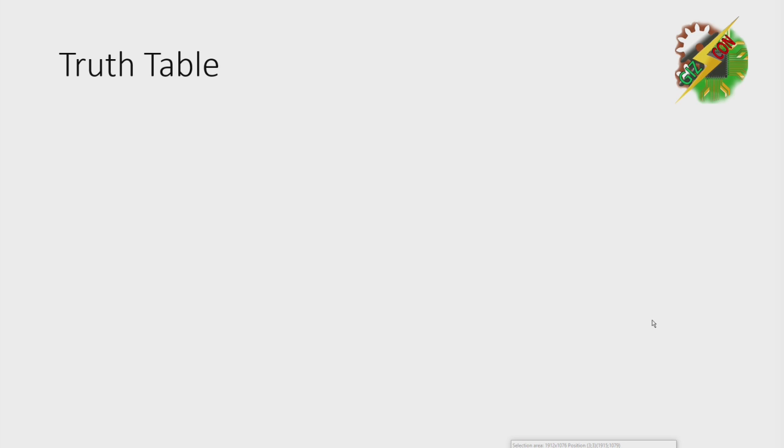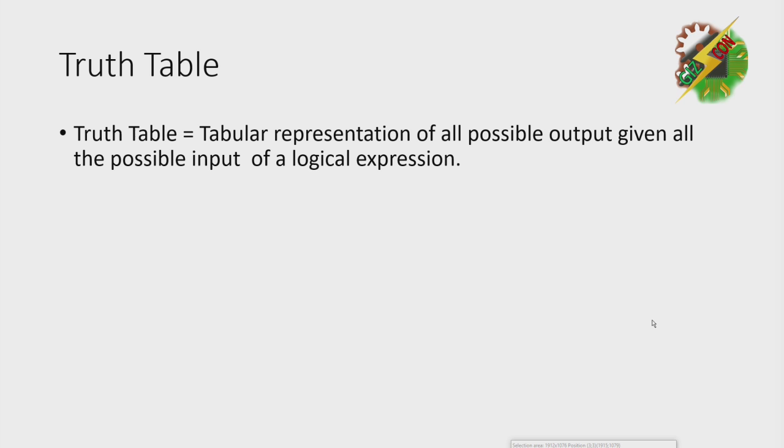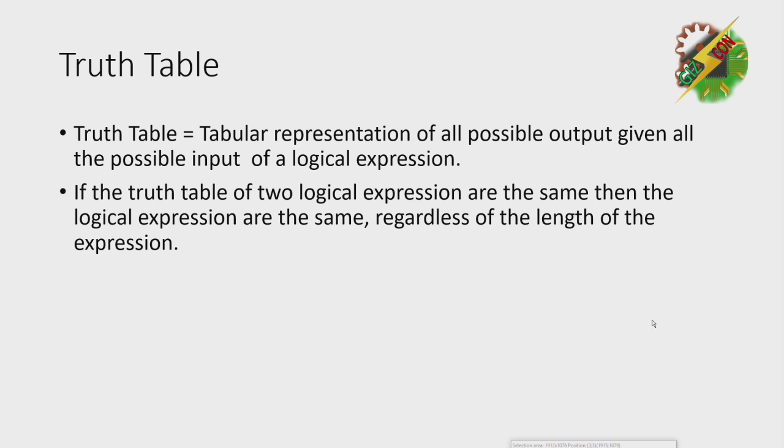Truth table. What is a truth table? A truth table is a tabular representation of all possible outputs given all the possible inputs of a logical expression. It's stated here that if the truth tables of two logical expressions are the same, then the logical expressions are the same, regardless of the length of the expression.